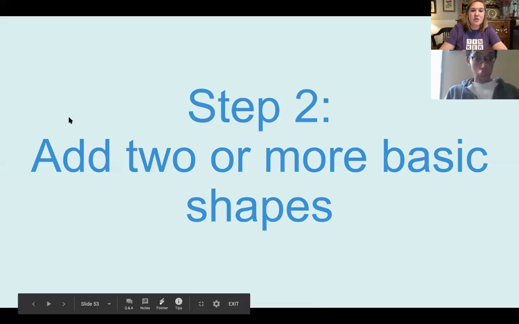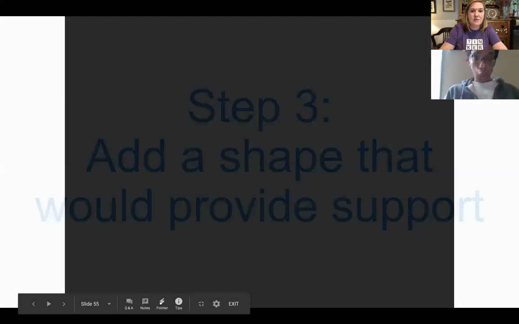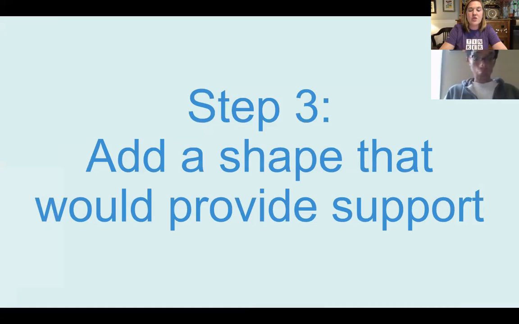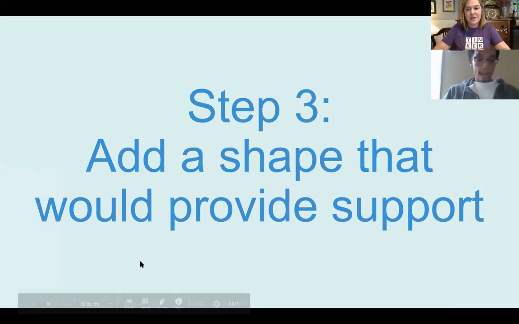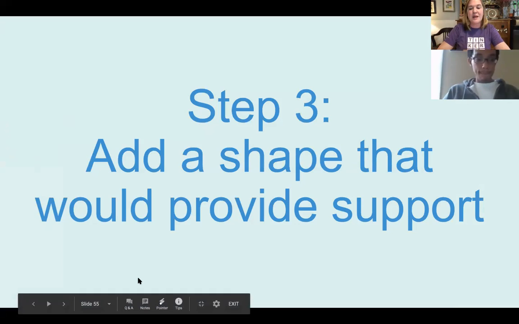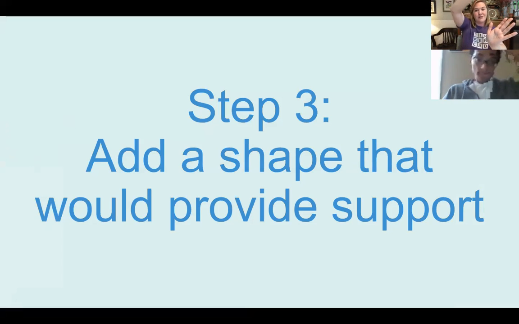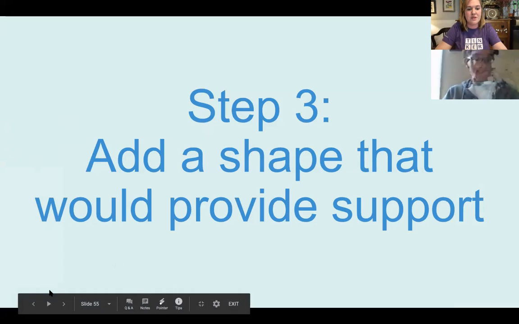Right, so we did step two, which is to add two or more basic shapes. Step three is now to add a shape that would provide support. When we are designing something inspired by nature, sometimes it might not be the most structurally sound looking structure. So I was looking at that image. I didn't come up with this design myself. I was inspired by the Abalone House, and I noticed that there were columns there, especially because that shell in the front was overhanging a little bit, and you want to put some columns there. So that's what I'm demonstrating next.